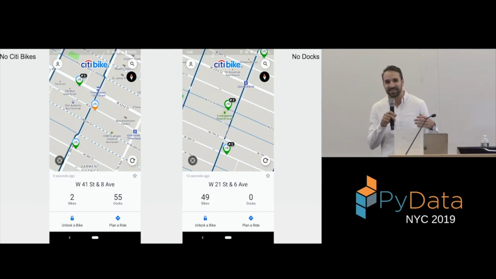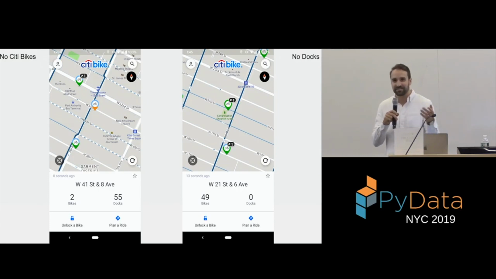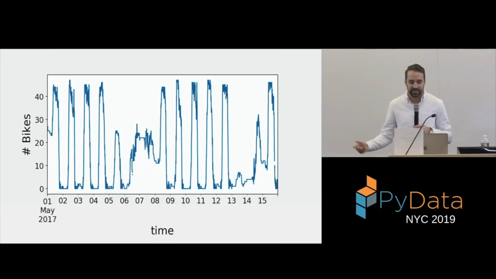I'd ride my bike there. By the time I got there, there'd be no docks available, and I'd have to go find the next nearest station. It was a minor inconvenience, but I thought I should have been able to know ahead of time that by the time I got to this station, there would be no docks available. So a couple years ago, I set up a little system to start tracking this data.